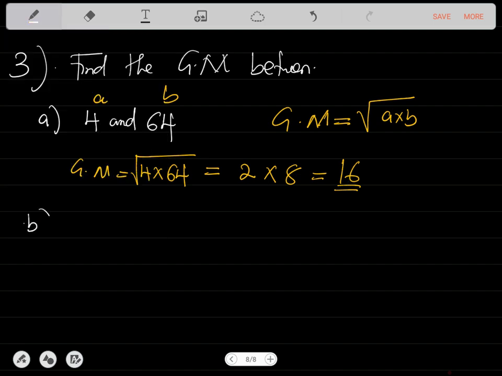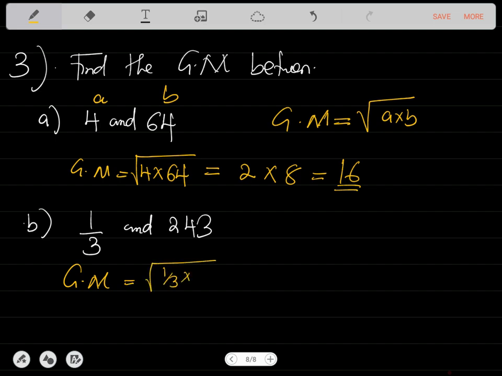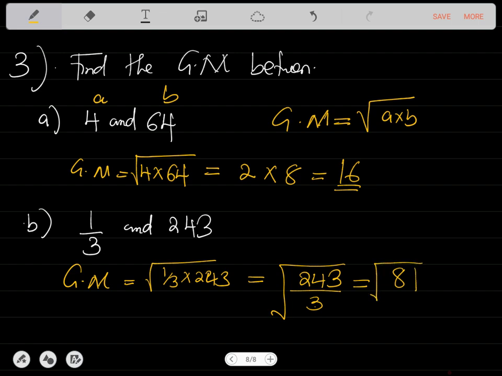Number 2, between 1 over 3 and 243. What is the GM? So GM is the square root of 1 over 3 times 243. 1 times 243 will give 243 over 3. 3 goes into 24 eight times. 3 goes into 3 once. Gives us 81, and the square root of 81 is 9.